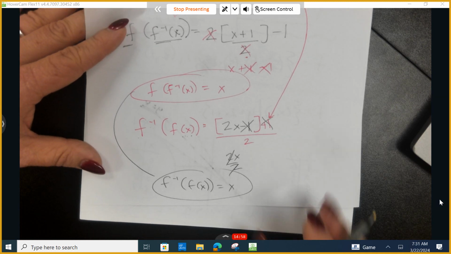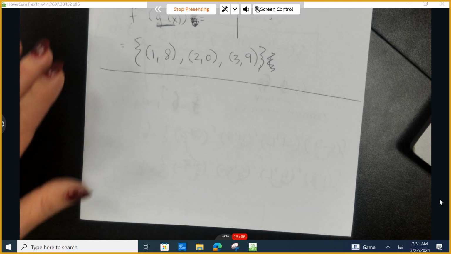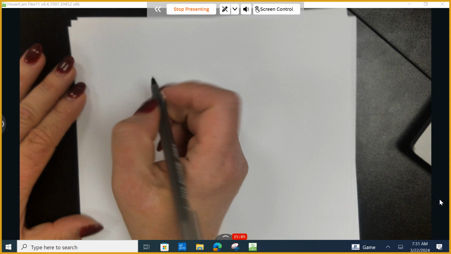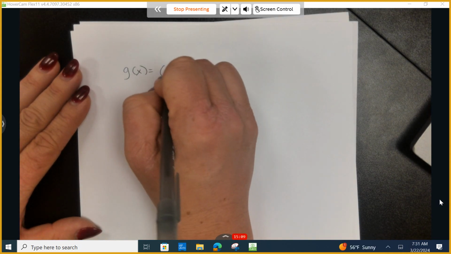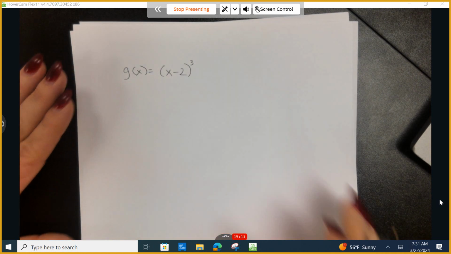Okay, are you ready? Here's your next one. Let's try one more. Our first step is going to be: can we just come up and find the inverse? So please write down g of x is equal to x minus 2 to the third.